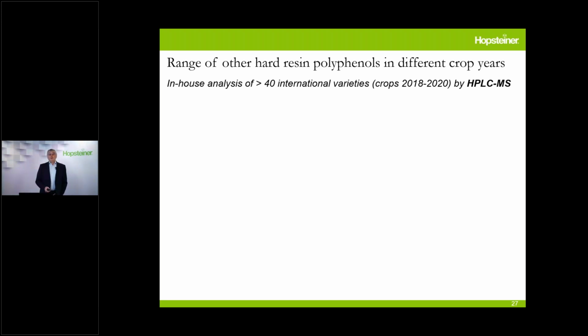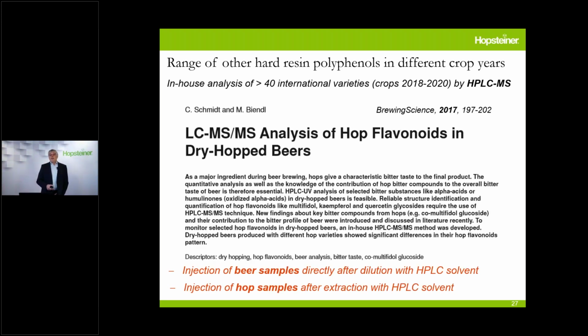We do this study by HPLC MS, and we have published the according method a few years ago in the Brewing Science journal. We developed it at first for the analysis of hop flavonoids in dry hop beers, and for this purpose we do a direct injection of beer samples after dilution with the HPLC solvent. But in the meantime, we have also adopted the method for analysis of hop samples, and we do an extraction of the hop sample with the HPLC solvent, and then we do the injection to HPLC.